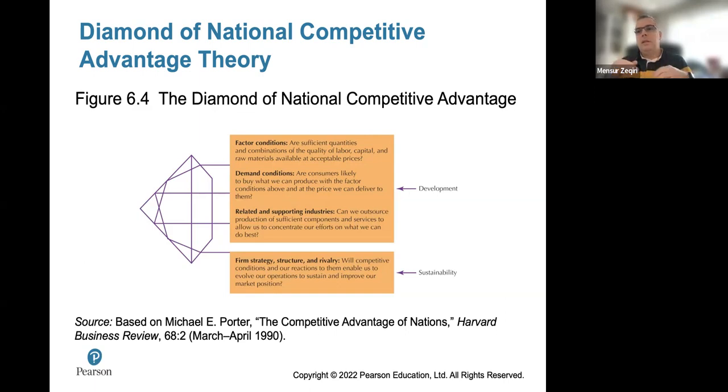And the last important factor is the company strategy, structure, and rivalry. So will competitive conditions and the reactions to them help these companies evolve their operations in order to be able not only to sustain but also to improve their market position? This theory explains why certain countries have developed and how they have sustained their development.